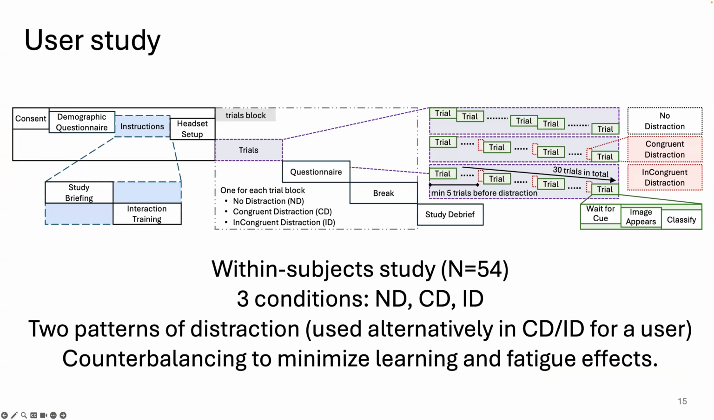We conducted a within-subject user study with three conditions, and we designed two distraction patterns to make sure that the user is not anticipating the distraction. We alternately applied it to either the congruent or incongruent condition for a particular user, and we used counterbalancing to minimize learning and fatigue effects. In each condition set, we had 30 trials.